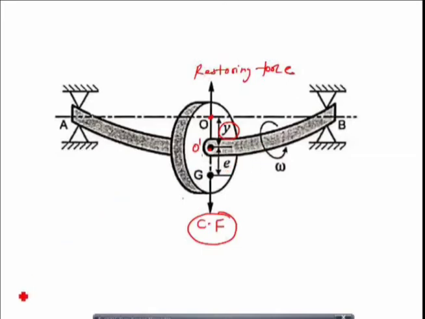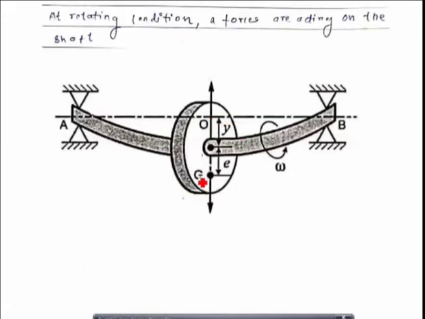So now let us derive the corresponding equation. When the shaft is rotating, two forces are acting on the shaft. What is the first force? The first force is the centrifugal force. This centrifugal force is also called the unbalanced force. And the second force is the restoring force, which is trying to restore the shaft to its original position. The centrifugal force acts in a radially outward direction from the point G, and it is given by m into omega square into r, where r is the total distance from the point O to the point G.